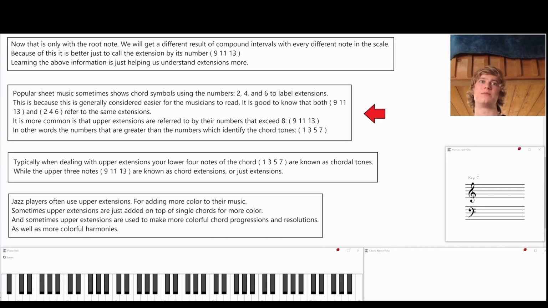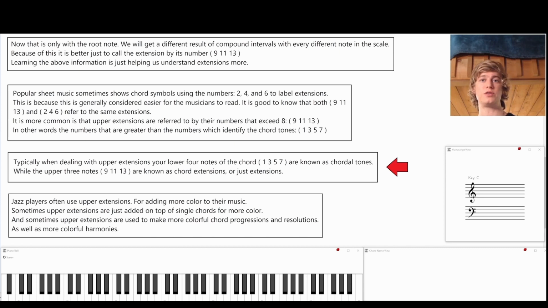In other words, the numbers that are greater than the numbers which identify the chord tones. So you have your 1, 3, 5, and 7, and since you're going up odd numbers, then you have your 9, 11, and 13. And that makes a lot of sense because you're just continually going up those odd numbers, those thirds. So that is the more common way to notate it.